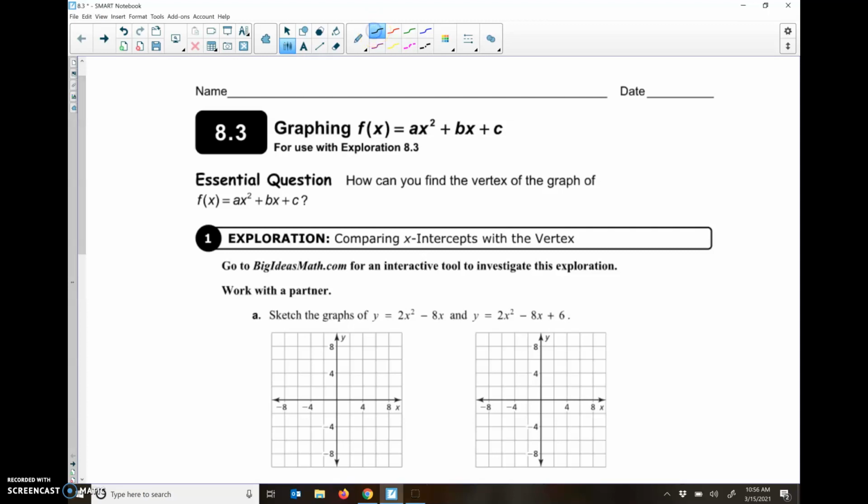So I want you to pay special attention to the essential question here, because this is pretty much everything we're doing today: how can you find the vertex of the graph? So our goal today is going to be finding the vertex.